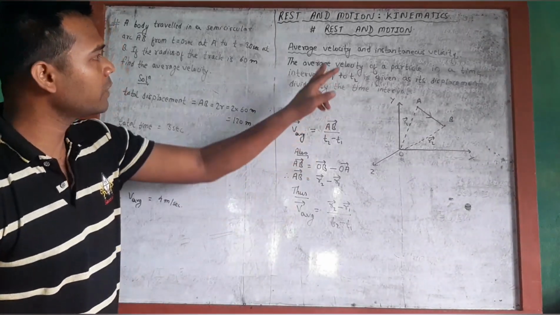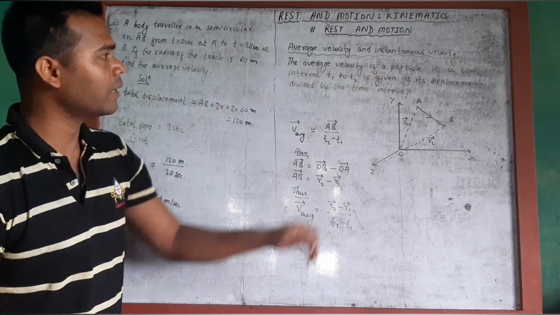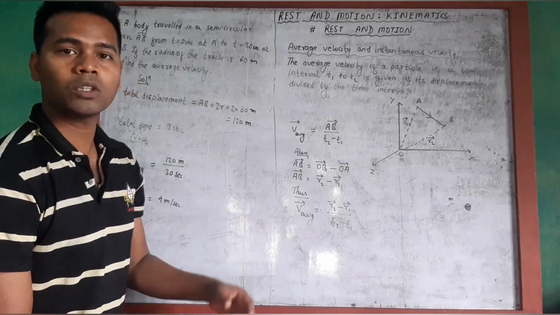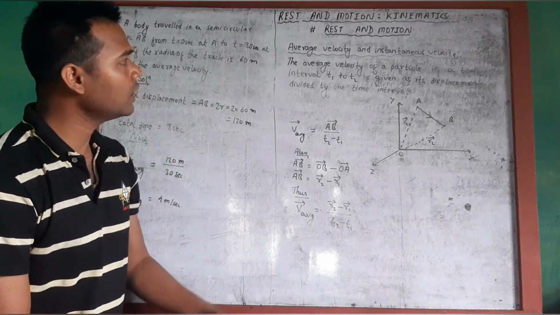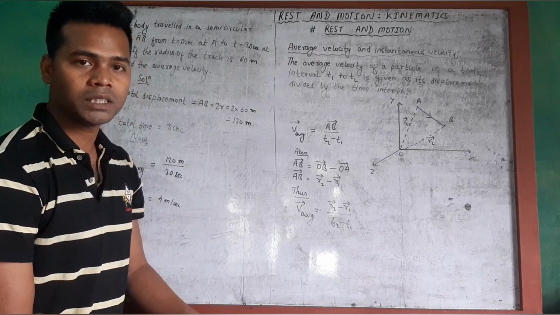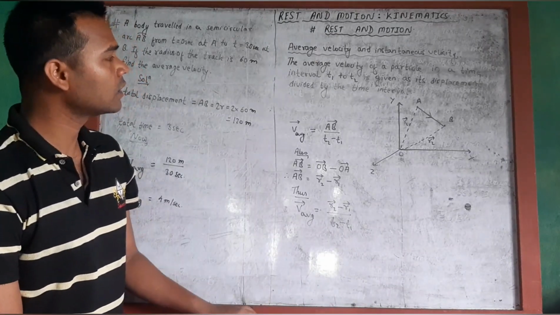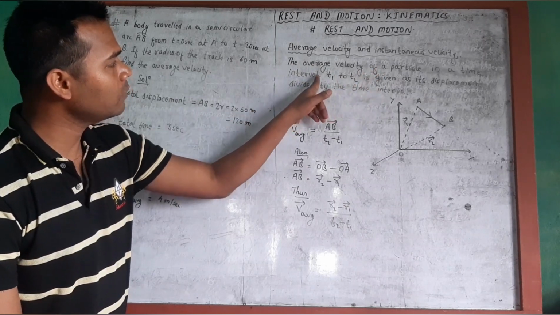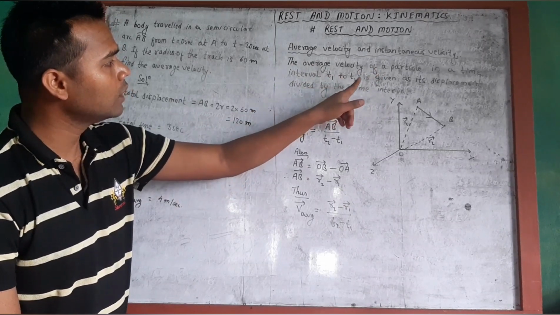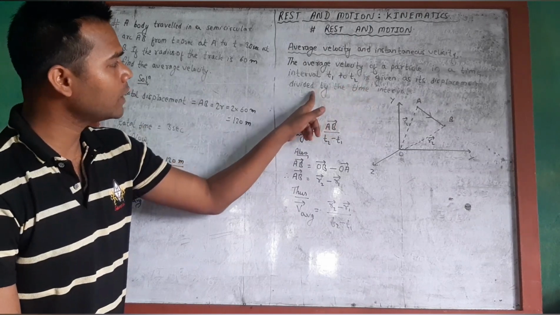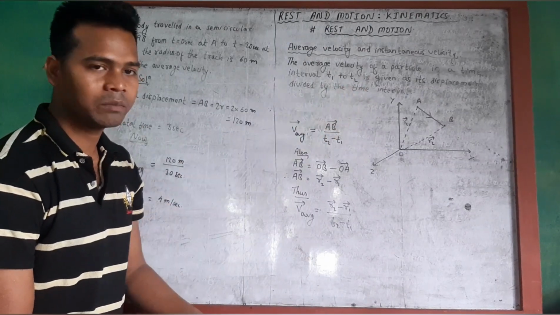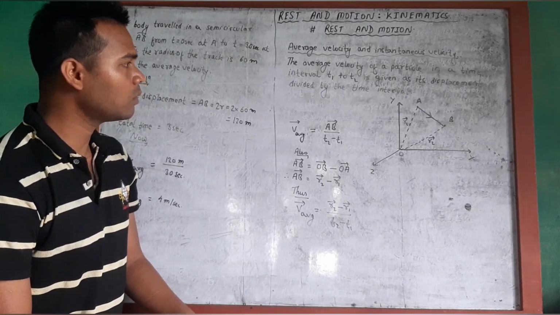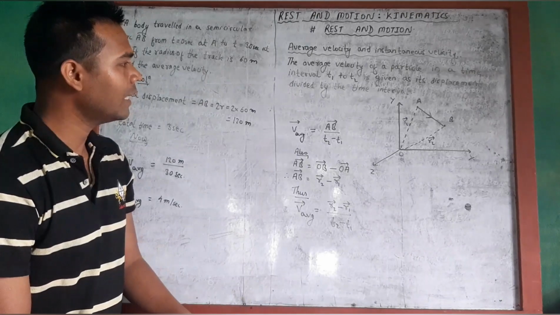Now let's come to the topic average velocity and instantaneous velocity. Velocity itself is a vector quantity because it has both magnitude and direction. That's why average velocity and instantaneous velocity are vector quantities. Now, the average velocity of a particle in a time interval t1 to t2 is given as its displacement divided by the time interval. That means displacement divided by the time interval is known as average velocity.